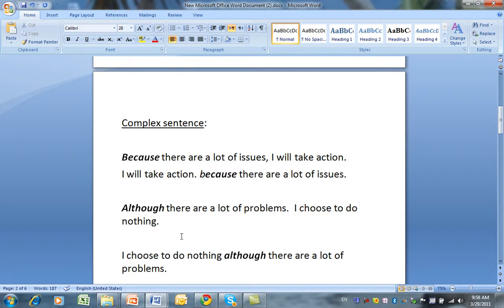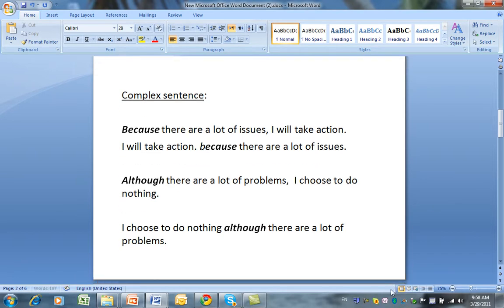Here's another example with although, which is a subordinating conjunction of contrast. Although there are a lot of problems, comma, I choose to do nothing. I choose to do nothing, although there are a lot of problems. Now look at this sentence, and what do you think? Is it correct or incorrect?